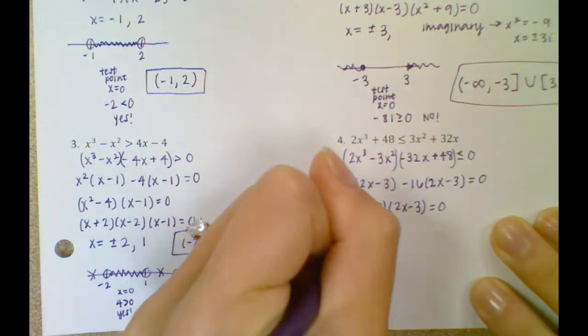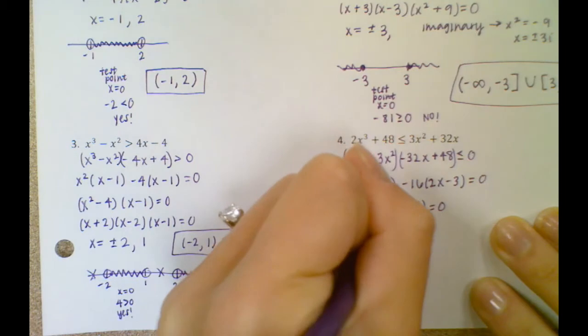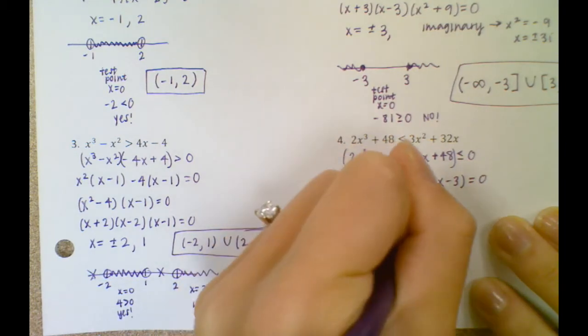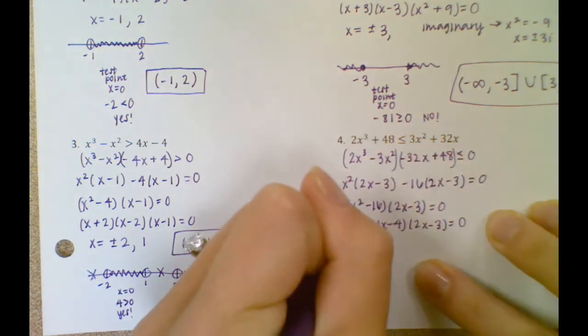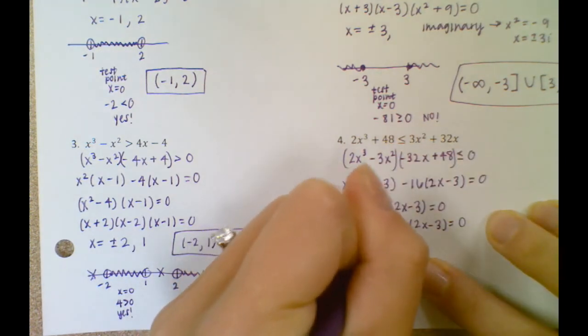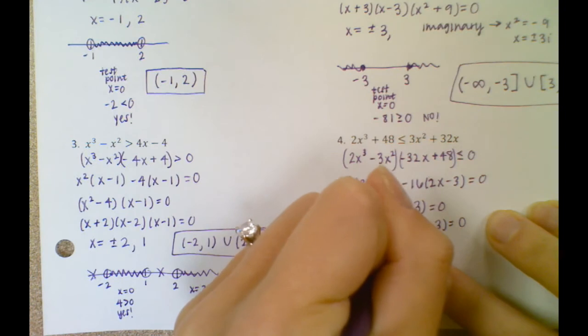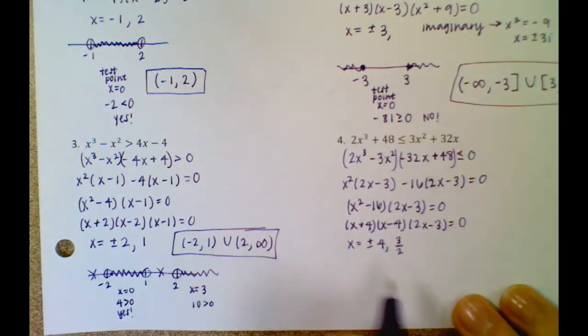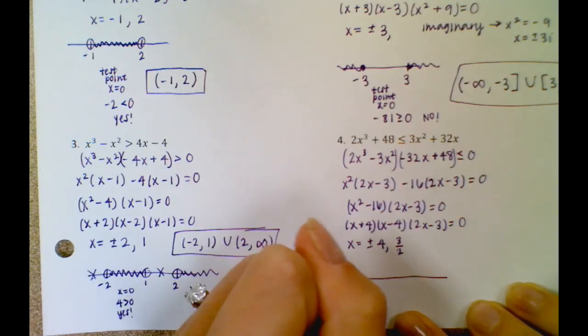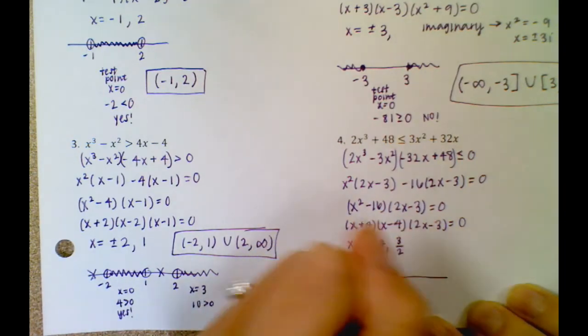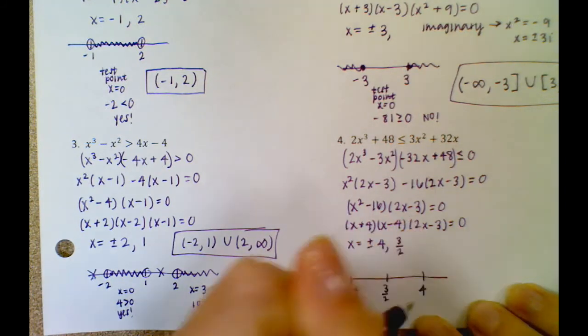Alrighty. This would be x plus 4, x minus 4, 2x minus 3, equals 0. So x equals plus or minus 4 and 3 over 2. Okay? So, let's draw this on a number line. Got -4, 4, and 3 over 2 would be in between -4 and 4.